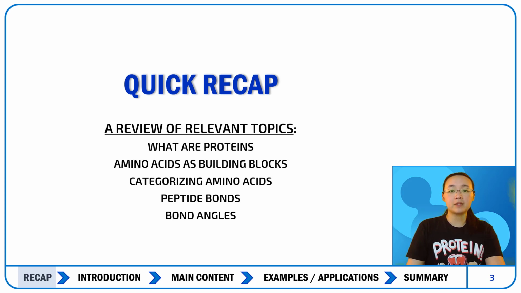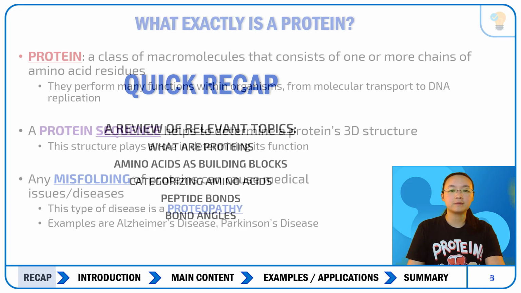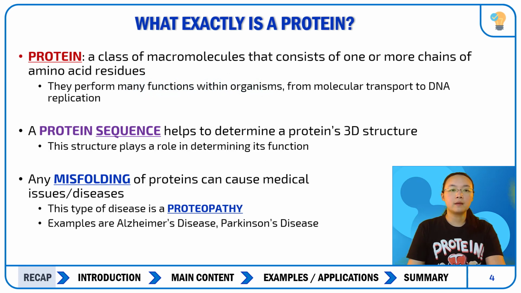So let's quickly recap some key points from the last lecture. Basically, what are proteins? How we can break them down into amino acids and categorize these building blocks. And then we're going to take a look at Ramachandran plots to determine the most likely bond angles. So from last lecture, we know that proteins are a class of macromolecules made up of amino acids. It's the protein sequence that's going to help determine its 2D and 3D structure, and any misfolding can cause medical issues and illnesses under a branch of illnesses called proteopathy.